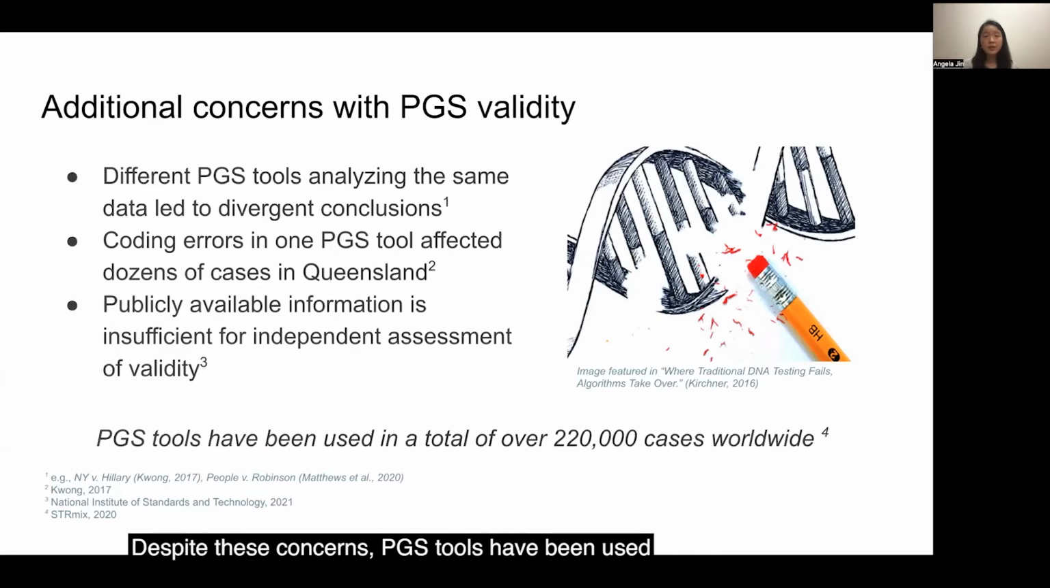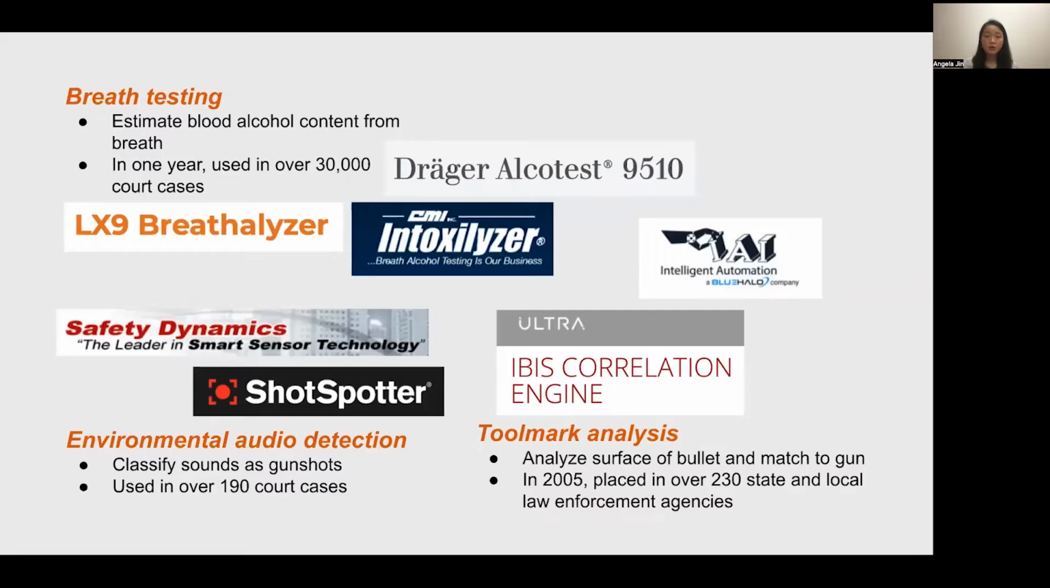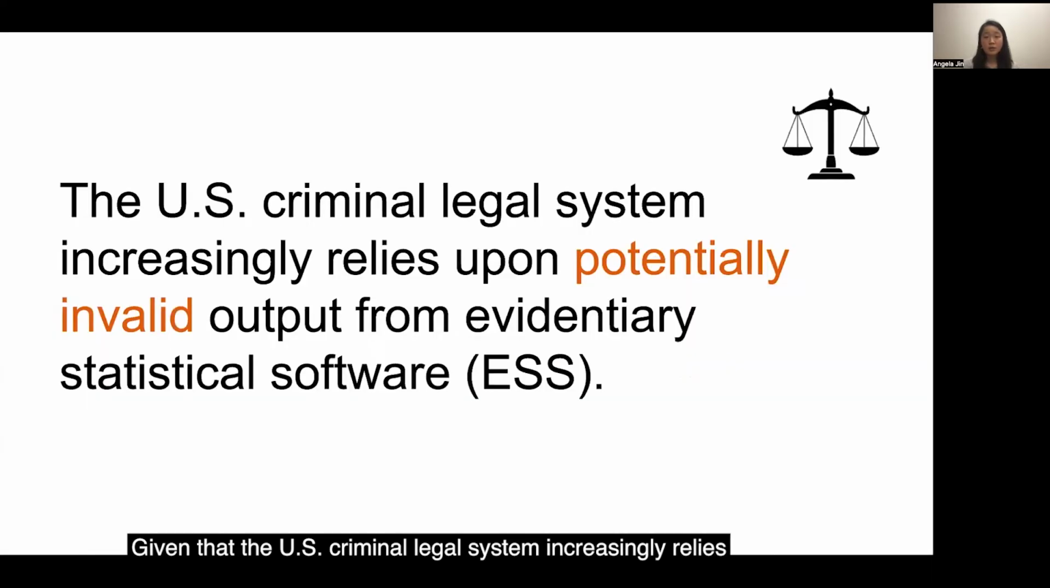Despite these concerns, PGS tools have been used in a total of over 220,000 court cases worldwide. And evidentiary statistical software are not just used for probabilistic genotyping. Tools have been developed and used for many other applications, such as breath testing, environmental audio detection, and toolmark analysis. Given that the US criminal legal system increasingly relies upon potentially invalid conclusions from evidentiary statistical software, we might ask, what mechanisms exist for validating these tools?